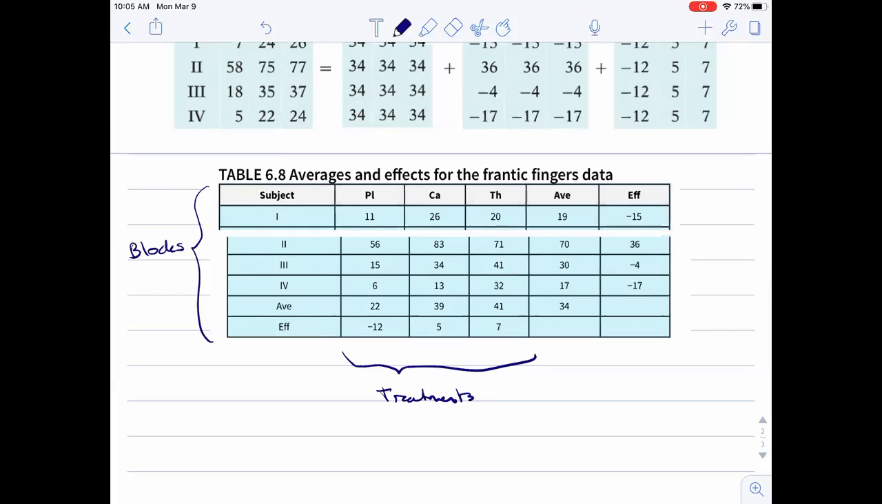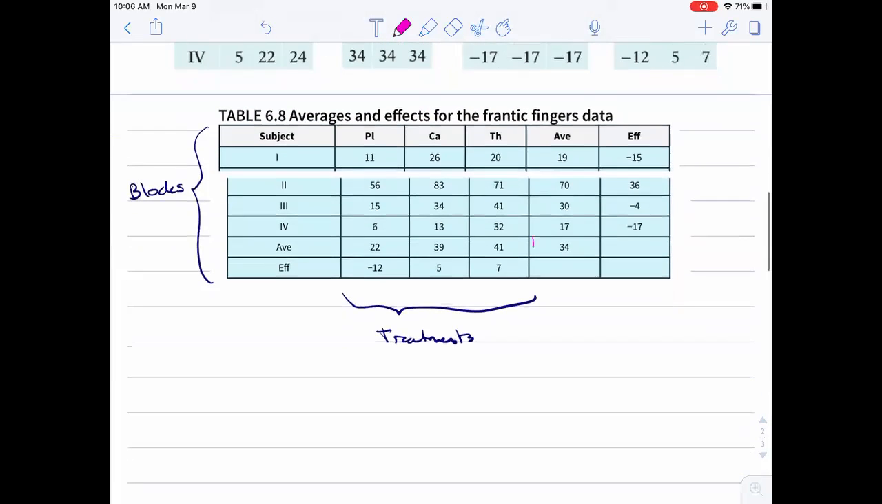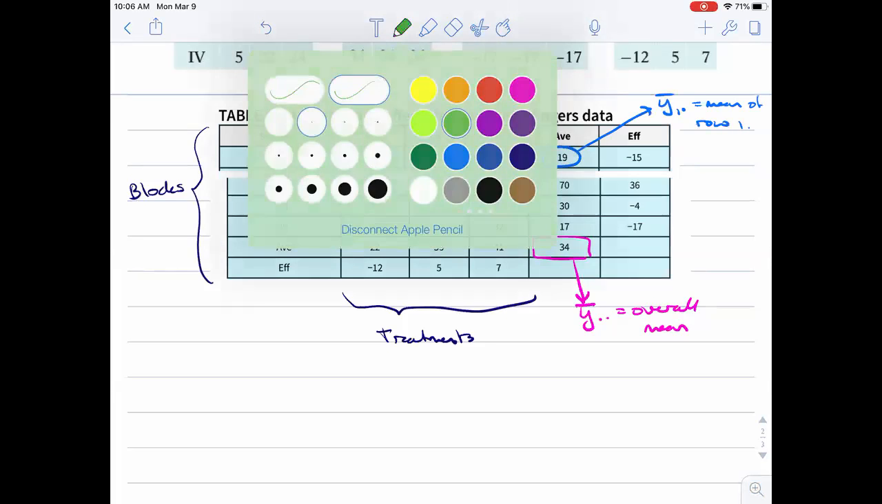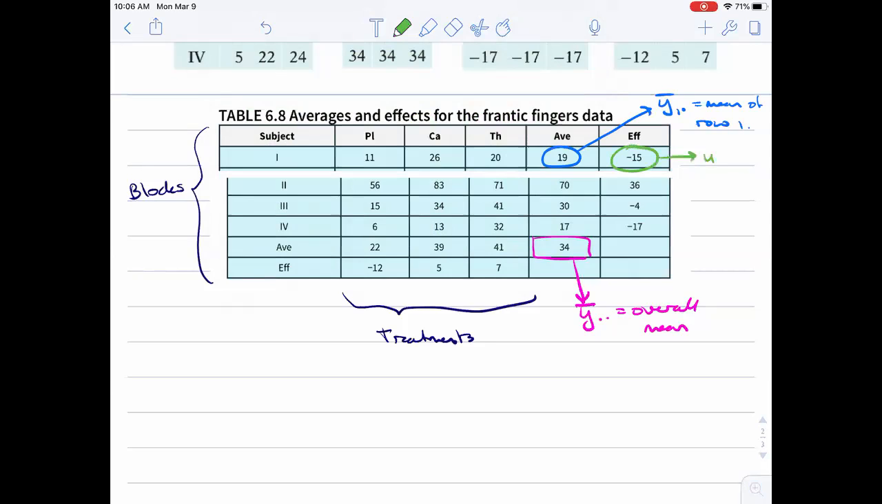And then the overall average was 34. And so to get that negative 15 across each of the rows, the effect for each of these is going to be negative 15, negative 15, negative 15. And that's how we're going to find all these. This is y bar dot dot, which is your overall mean. This is your y1 dot bar, which is the mean of row 1. And then the effect is going to be y1 dot bar minus y dot dot bar.